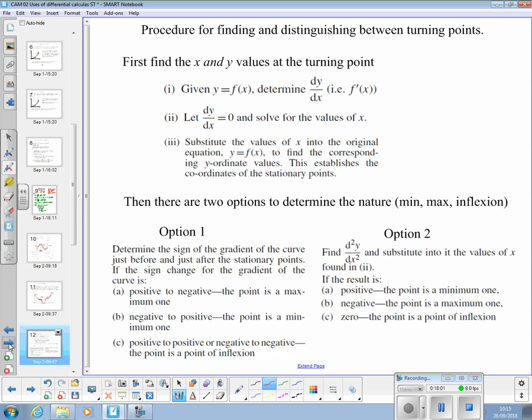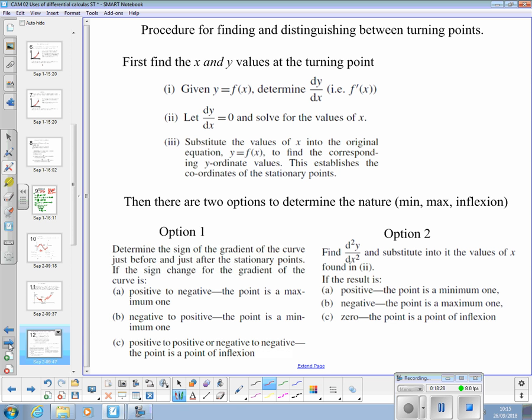And then there are two options to determine the nature of whether that's a minimum, a maximum, or a point of inflection. We can determine the gradient either side, just before and after, as I just described. If it goes from positive to negative, it's a maximum. If it goes from negative to positive, it's a minimum. And if it's positive to positive or negative to negative, it's a point of inflection.